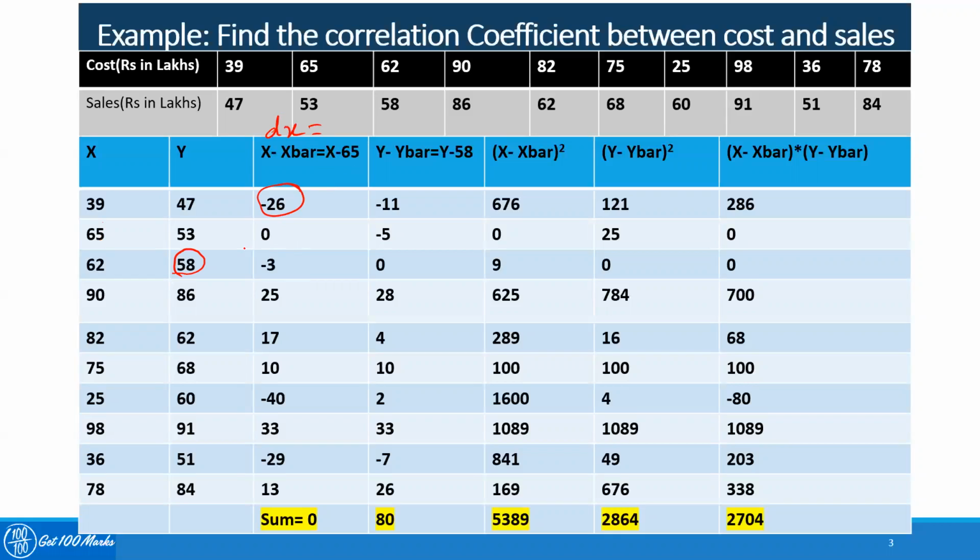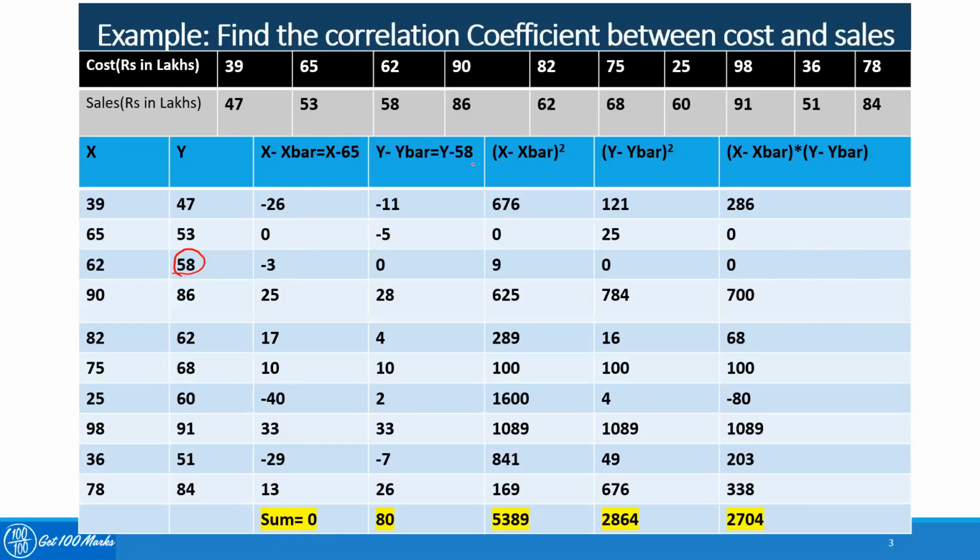65 minus 65 is 0, 62 minus 65 is minus 3, 90 minus 65 is 25. Same way I have calculated all of them. One thing to notice here is that the summation of dx, if you are taking an assumed mean, may not necessarily come as 0. But if you take the actual mean, definitely the sum of dx and the sum of dy, both of them will come as 0. But when you are taking an assumed mean, it may come 0, it may not come 0.